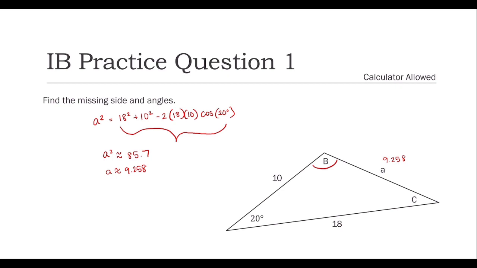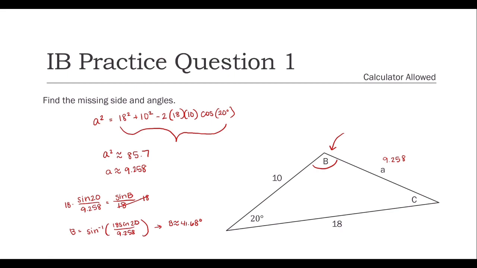So angle B is across from our largest side. So this angle needs to be our largest angle. So we'll use sine on the top because we're solving for an angle. So we have sine of 20 over 9.258 equals sine of B, because we don't know B, over 18, because that's our side B. We'll multiply both sides by 18, and then we'll take the inverse sine of both sides. So we get that B equals the inverse sine of 18 sine 20 over 9.258. So that means that B is approximately 41.68 degrees.